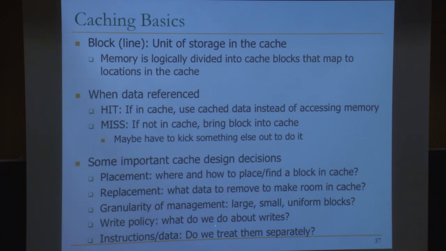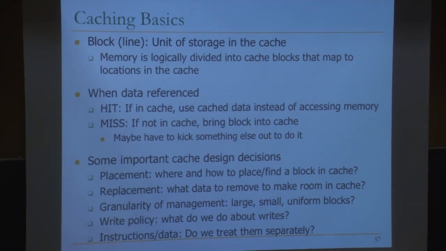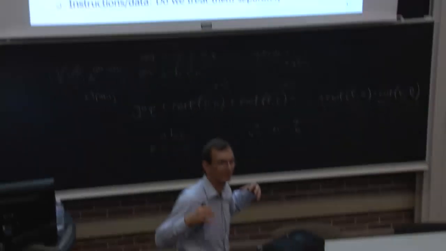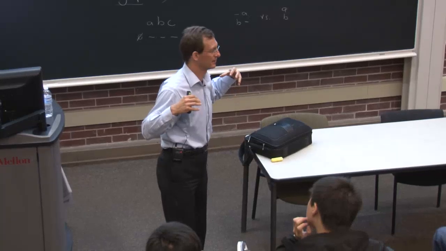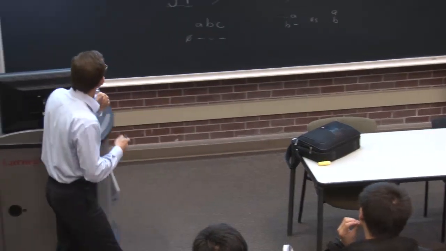Write policy: what do we do about writes? Whenever you write into the cache, do you also write to memory? Or whenever you write into the cache, do you wait for the entire block? If you're writing 4 bytes, do you wait for the entire 64 bytes to come from memory? That's a design decision, right?